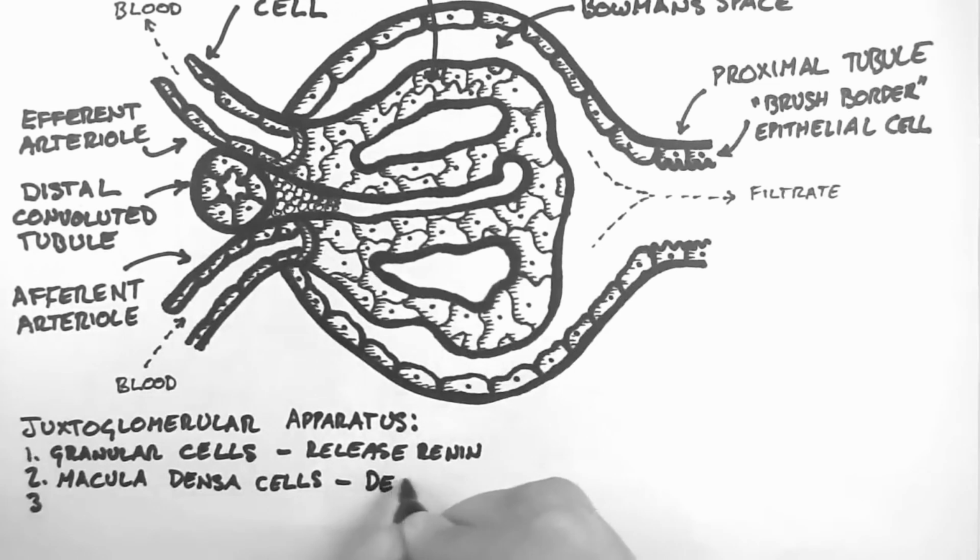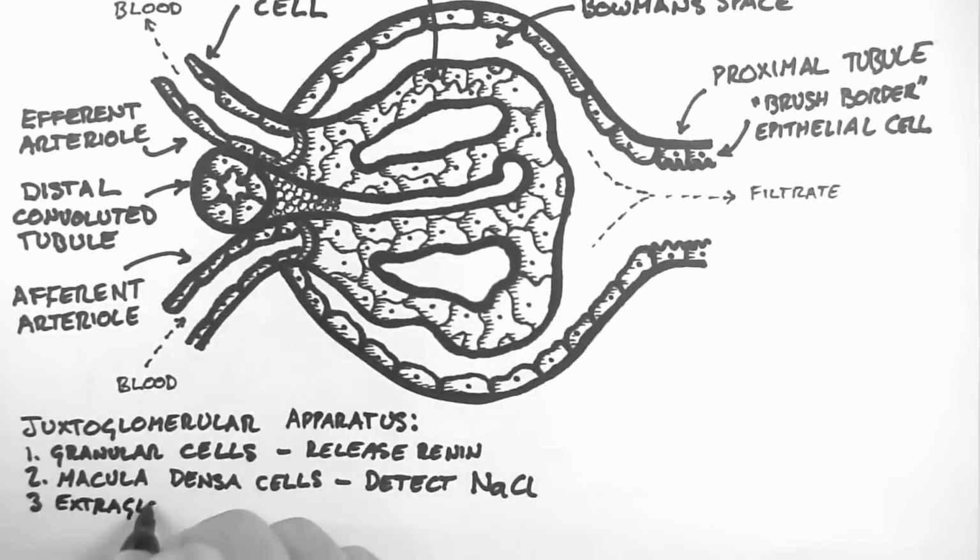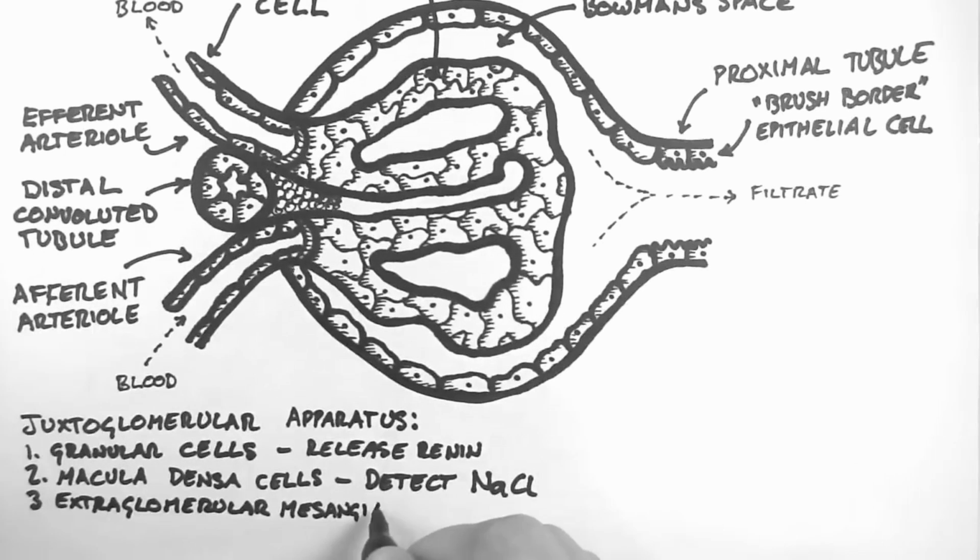The second type of cell is a macula densa cell. This is a cell that detects how much sodium chloride is passing through the distal convoluted tubule and sends a signal to the granular cells to release renin. There are also these extraglomerular mesangial cells, but the function of these is contentious.